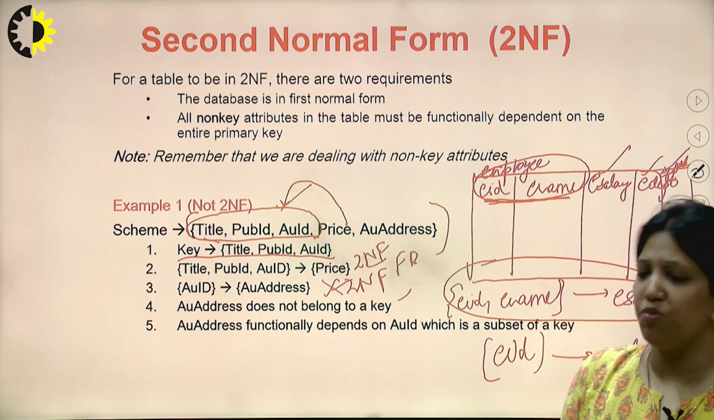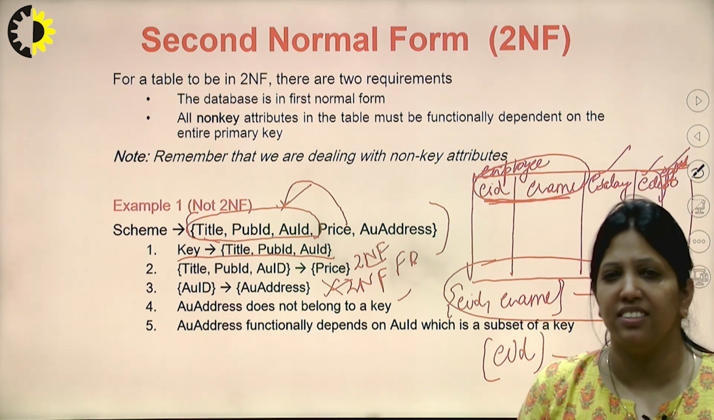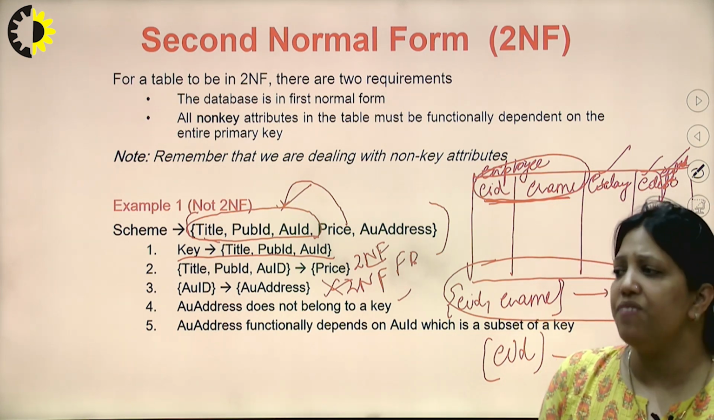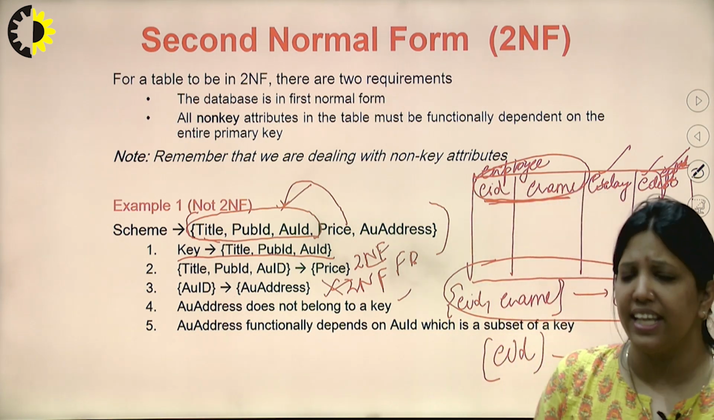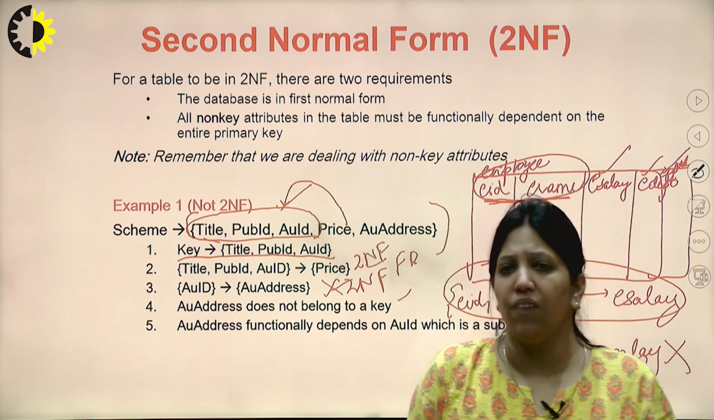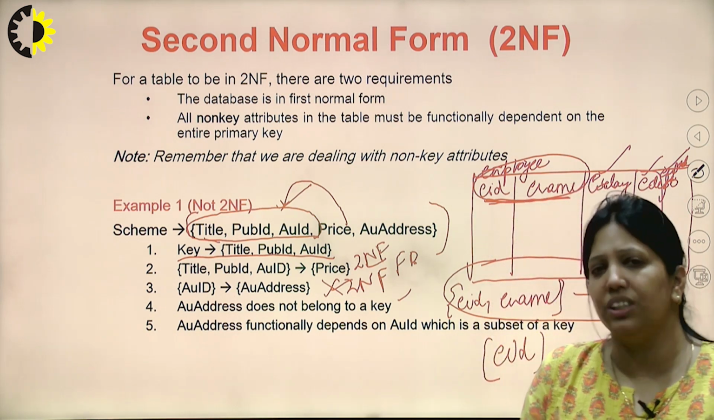So in second normal form, we have to check for partial dependency and for functional dependency. If every functional dependency is fully functionally dependent on the primary key, then we can say that the relation is in second normal form. Otherwise, we have to convert that relation into second normal form.